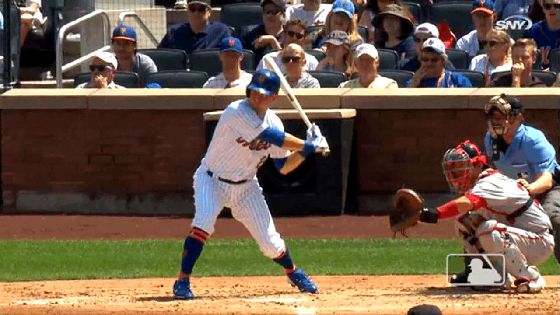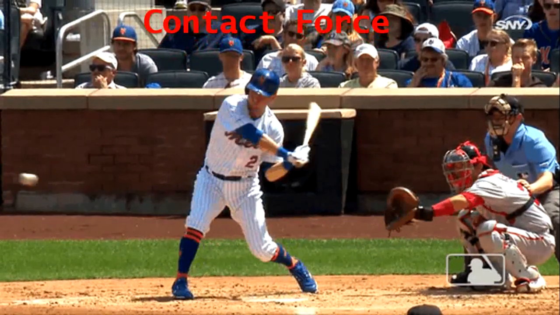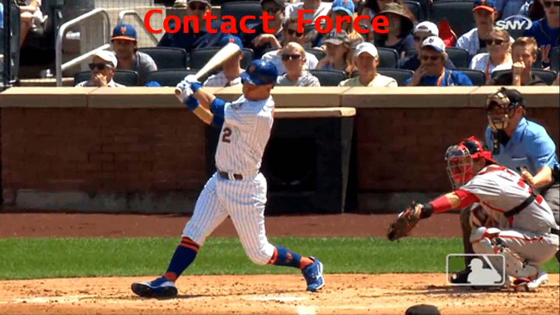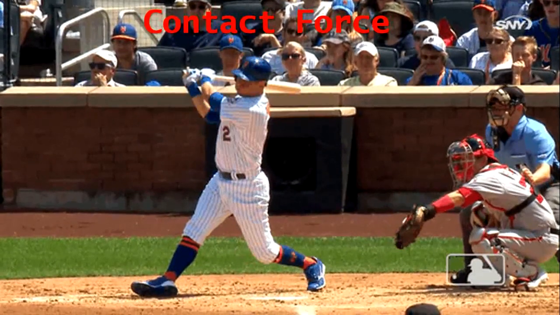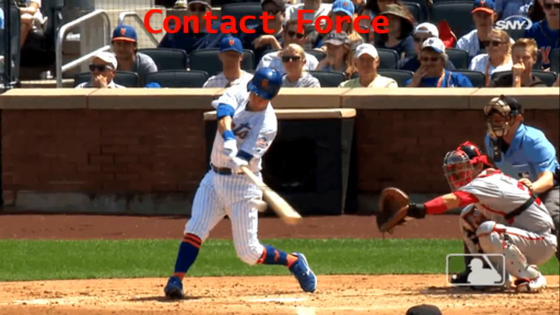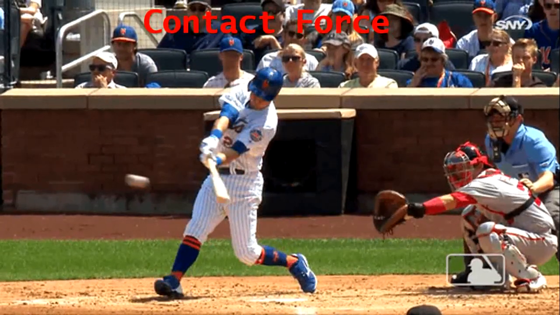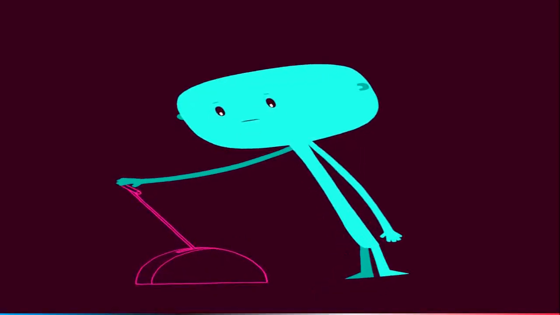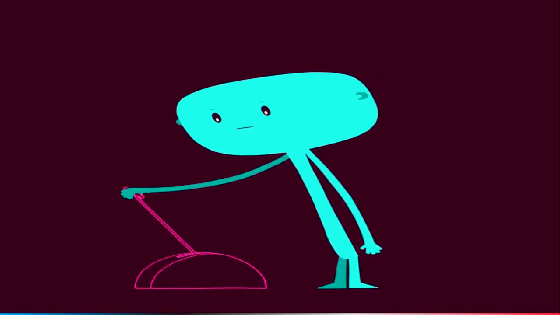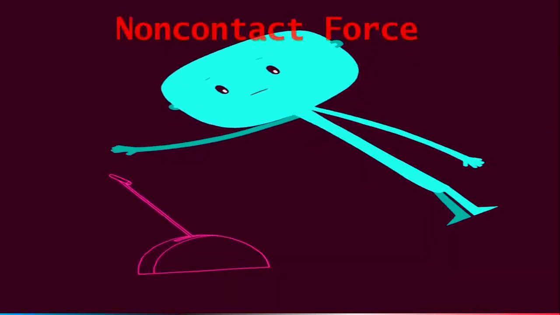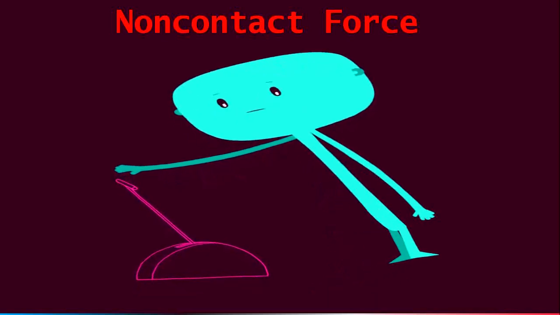Many forces occur as one object touches another. These are called contact forces. For example, you hit a baseball and you apply a contact force because the bat is touching the ball over there. This is an example of contact force. On the other hand, we have forces that can occur without objects touching. These are called non-contact forces. Gravity is an example of non-contact force.